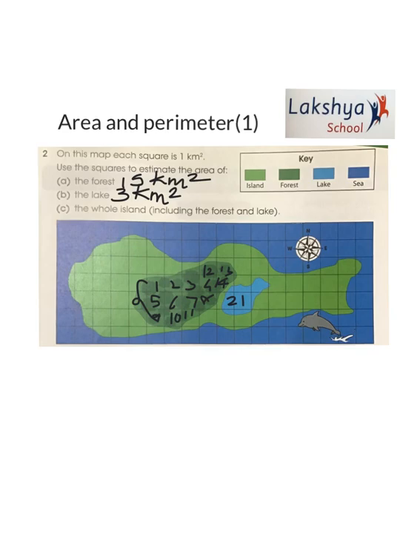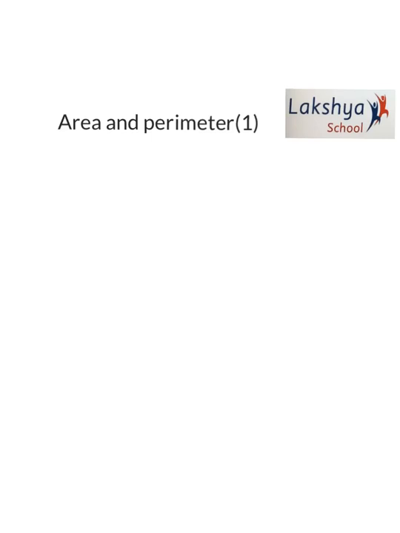The next one is the island, which is the part shaded in light green and which includes both the forest and the lake. Find the area of all these, leaving out the sea. Question number 3. Please work out the perimeter of all the rectangles by measuring two of its sides to the nearest millimeter.